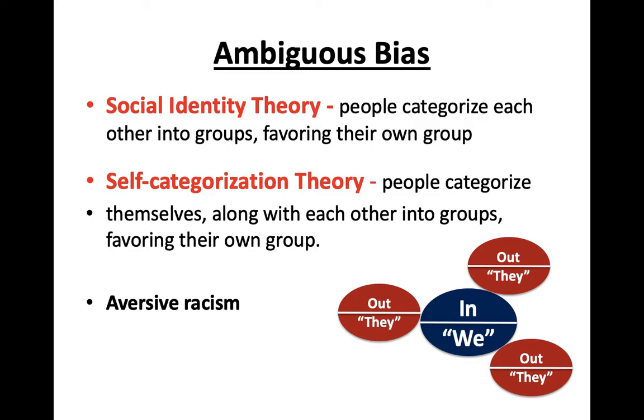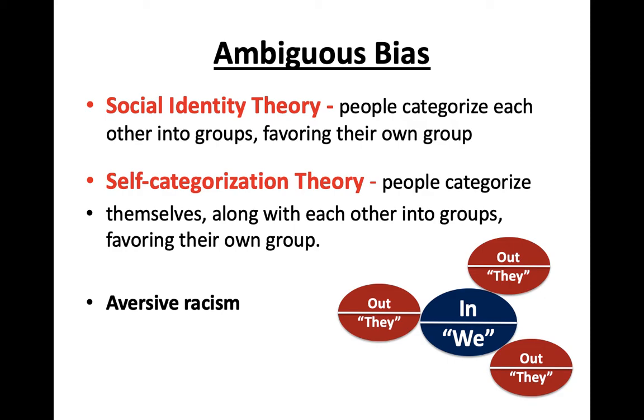This is called an ambiguous bias because we end up disfavoring or discriminating against out-groups by exclusion or neglect, rather than trying to do active harm. And this stems from the natural tendency to be more comfortable with people like ourselves.